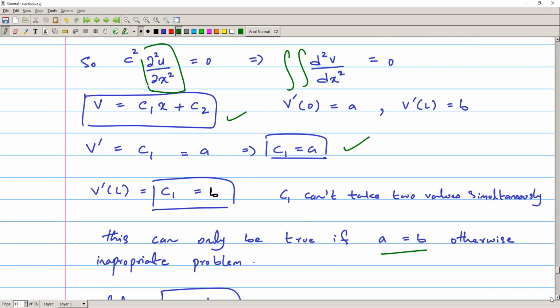So it means that a should be equal to b in the boundary conditions. So the boundary conditions actually should be like this: u_x of 0 comma t equals a, u_x of L comma t equals a, right? So these should be the boundary conditions. Otherwise, this problem will be inappropriate. As we can see that c1 is taking two values, that is a contradiction. It cannot happen, right?